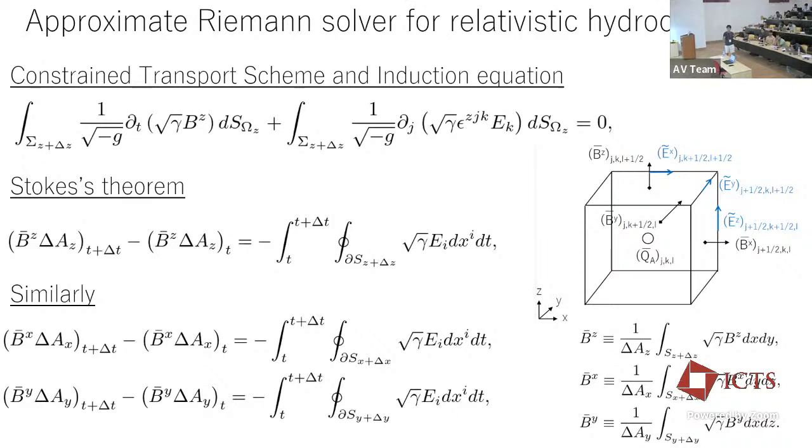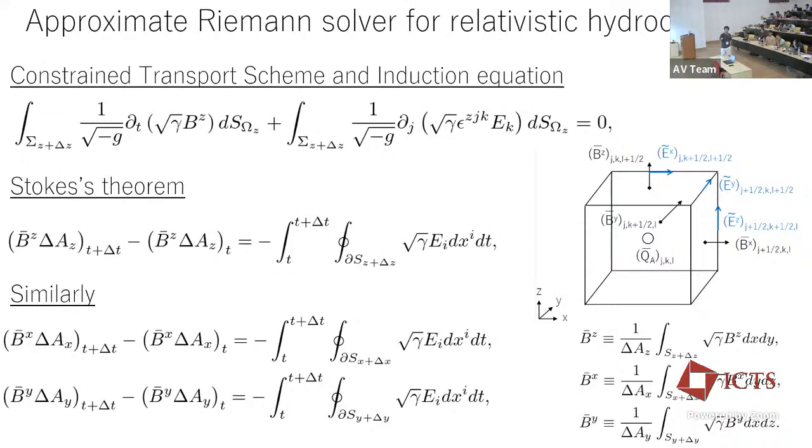So if the initial magnetic field satisfies the divergence-free condition, then even after updating the magnetic field through the induction equation, the electric field terms cancel out each other. Then the magnetic field in the next time step also satisfies the divergence-free condition. It is guaranteed by machine precision. And let's apply this method.